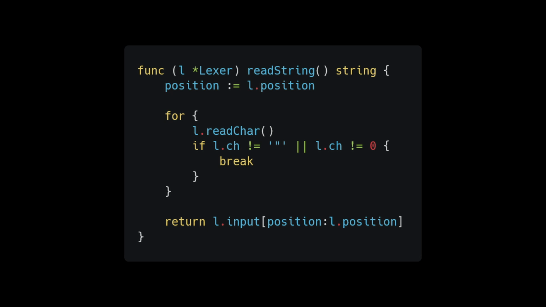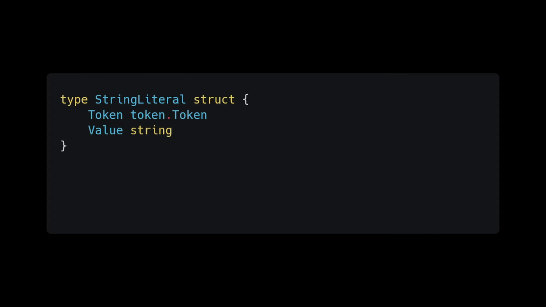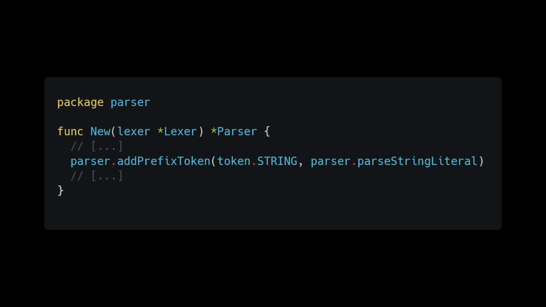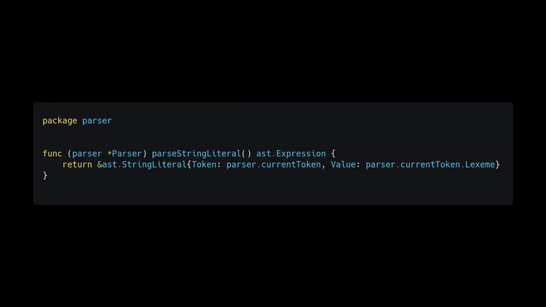To do this, the first thing we have to do is go into our AST package and define a node for our string. Let's call it string literal, and it will have two fields, a token and the actual value of the string. Of course, we will add the boilerplate for the parent node to retrieve the token lexeme and the string representation. Now head over to the parser package and register the string token in our prefix function map. Register it with the parseStringLiteralHelper method. The parseStringLiteralHelper method just creates a string literal object using the current token.